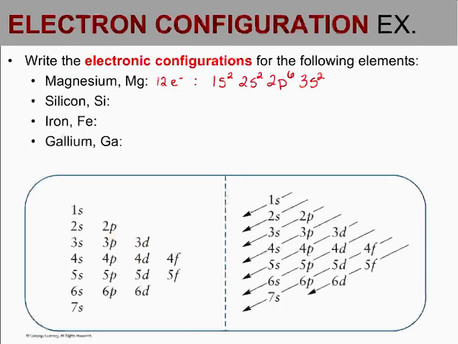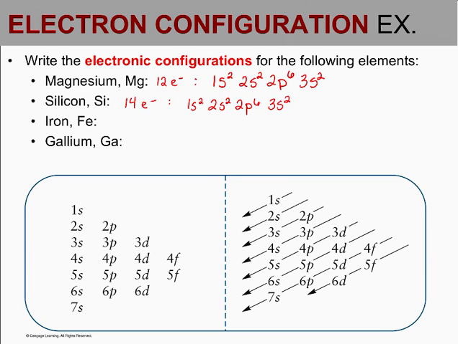Okay, so the next one is silicon. So on the periodic table, silicon has an atomic number of 14. So it has 14 electrons. So the electron configuration for silicon will look pretty similar to magnesium's, except we'll have 2 more electrons. So that means that we are filling in the 1s orbital, the 2s orbital, the 2p orbital, and the 3s orbital. So that's 12 electrons, and now we have 2 more.